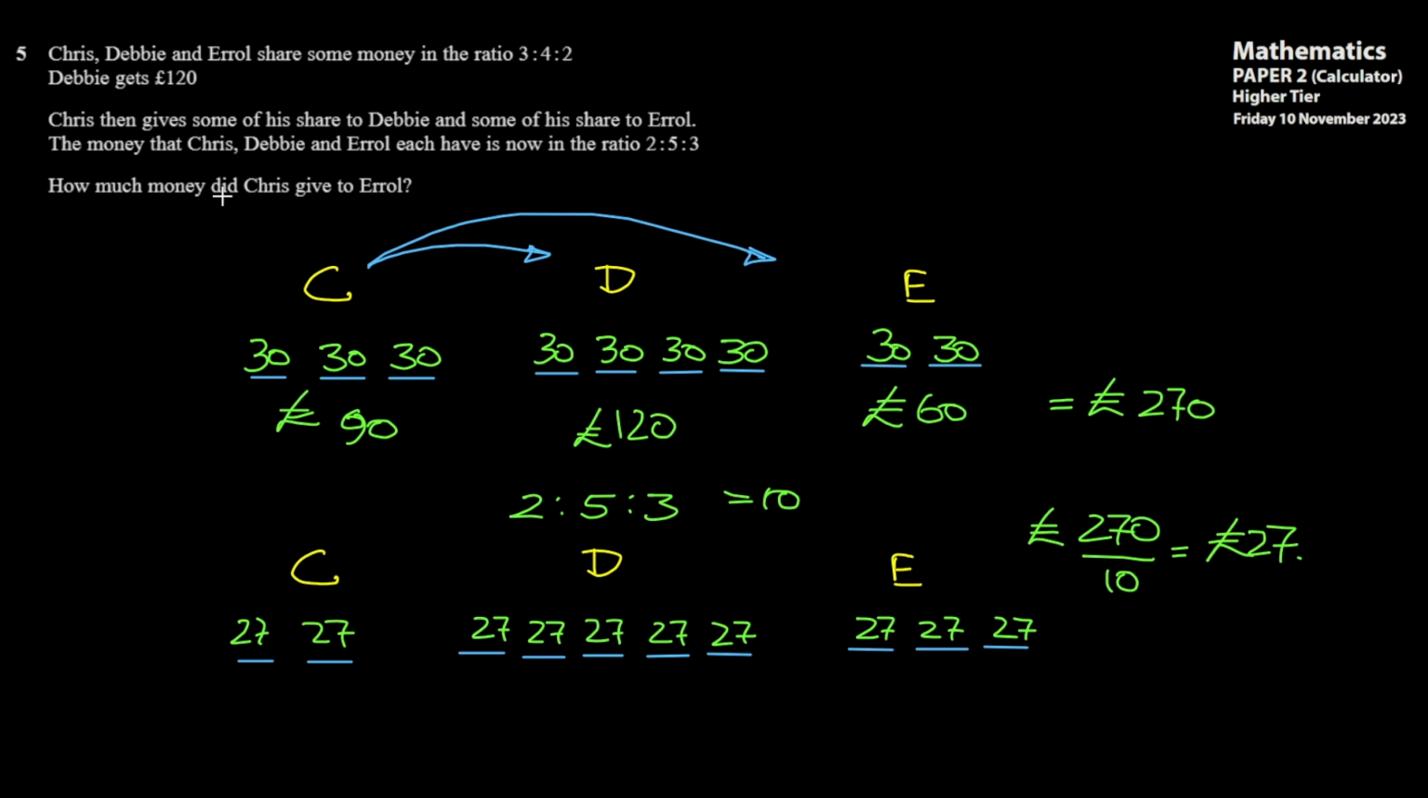The question says, how much money did Chris give Errol? Given that Errol has only received money from Chris, he used to have 60, he now has £81. So the amount of money that flowed from Chris to Errol is 81 minus 60, which is £21. And that's the answer to question 5.